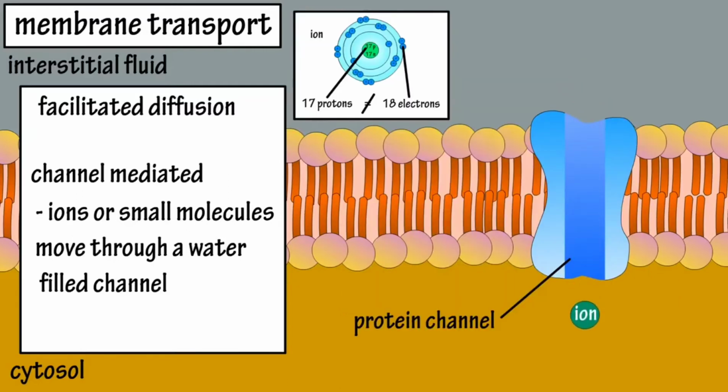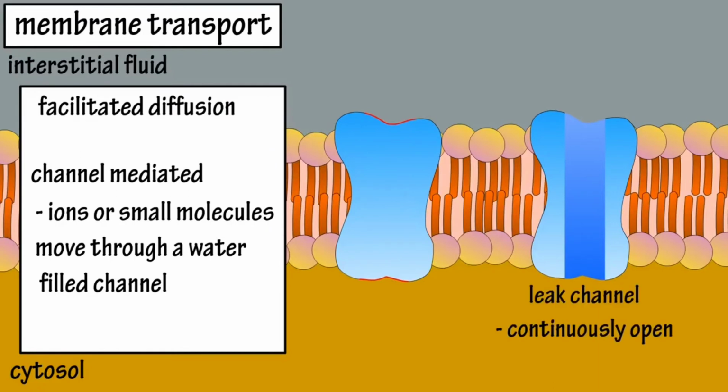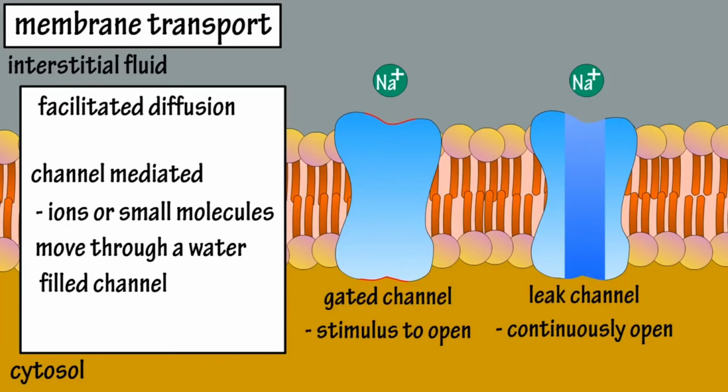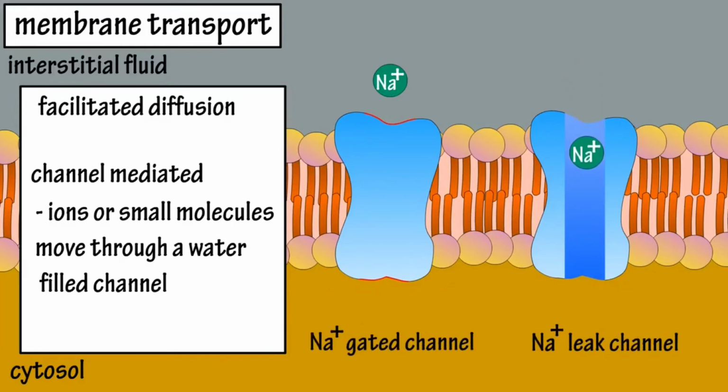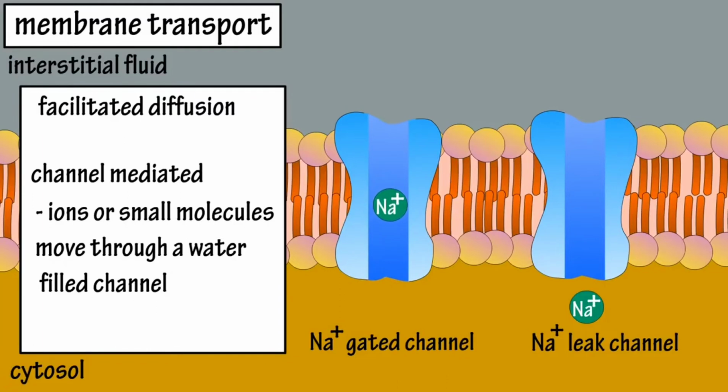channel. Each protein channel is typically specific for one type of ion, and there are two types of channels: a leak channel, which is continuously open, and a gated channel, which only opens due to a stimulus and only stays open for a fraction of a second. So, for a sodium-positive ion, it can pass through a sodium-positive leak channel continuously, and a gated sodium-positive channel will only open due to a stimulus to allow the ion to pass through into the cell.